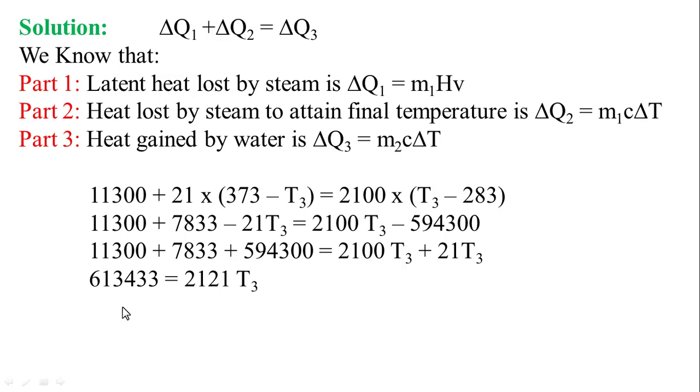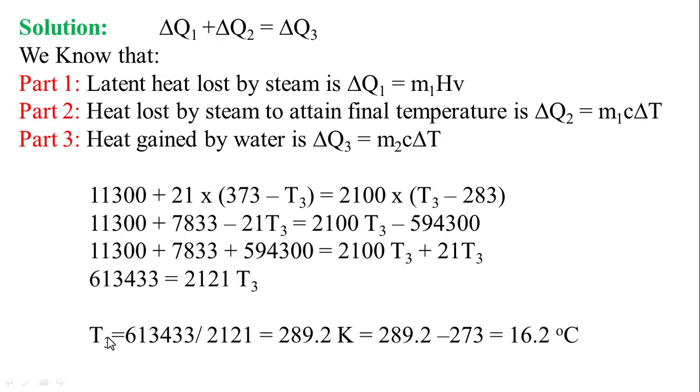This value is divided to the other side, then T3 is equal to 613,433 divided by 2121. This answer is equal to 289.2 Kelvin. Now change into Celsius: 289.2 minus 273 is equal to 16.2 Celsius. So the final answer of T3 is equal to 16.2 Celsius.